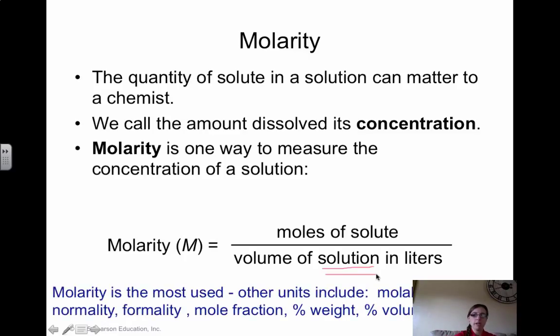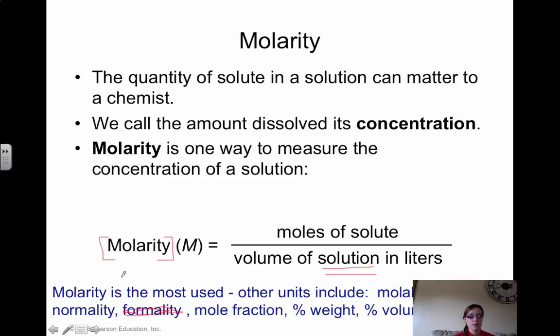Molarity is most often used later in the year when we talk solely about solutions. We're going to talk about molality, normality. We might not necessarily talk as much about formality. This is really old. Mole fraction, percent by weight, percent by volume, and so on. So there are a lot of different ways that we can talk about concentration. Molarity is the most common. Molarity can also be represented using brackets. If you see this bracket, that tells you that that is the concentration, or that's the molarity.